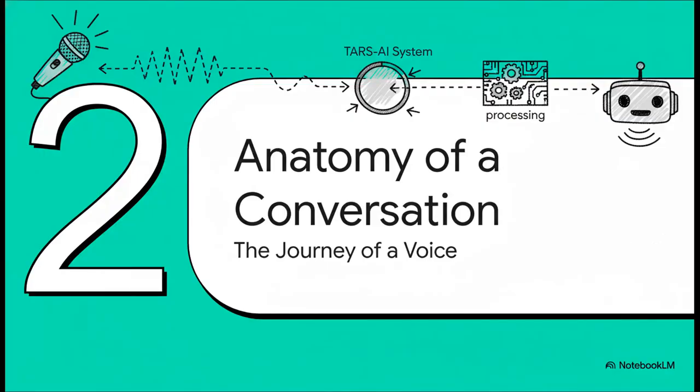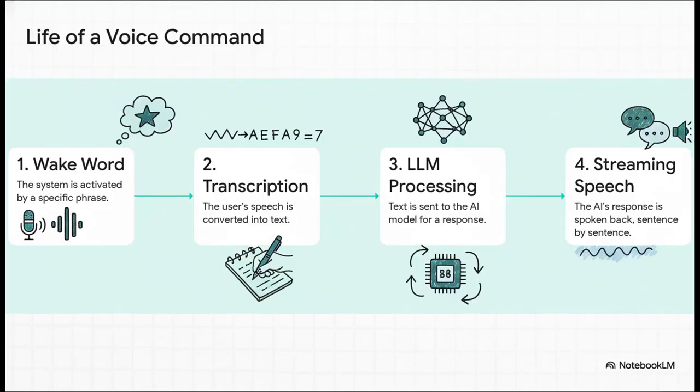So you're probably wondering, how does this all actually work together? Well, the best way to wrap your head around the new TARS AI is to follow the life of a single voice command as it travels through this brand new system, from the moment you speak to the moment the robot talks back. This whole journey really breaks down into four main stages. First, you have the wake word. That's what gets the system to listen. Second, your speech gets transcribed into text. Third, that text gets sent over to the language model to figure out a response. And fourth, the magic part. The robot speaks back to you using streaming speech.